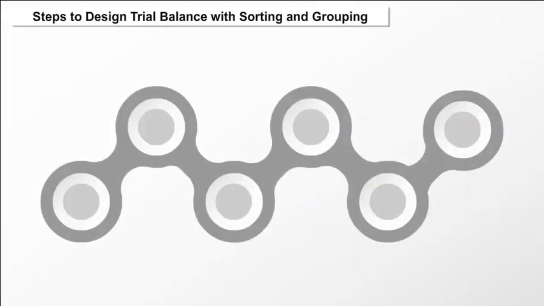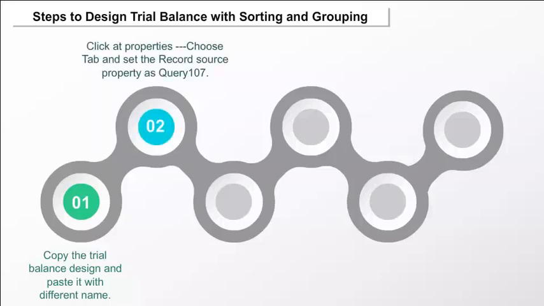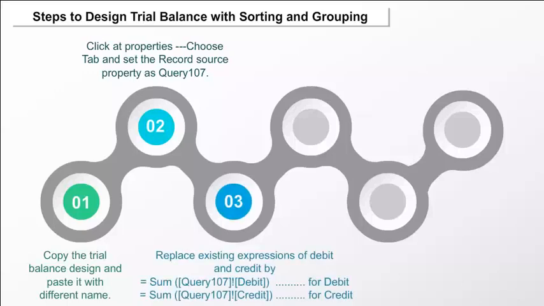Steps to design trial balance with sorting and grouping. Copy the trial balance design and paste it with a different name. Click at Properties, choose Tab, and set the Record Source property as Query 107. Replace existing expressions of debit and credit by the given expression.